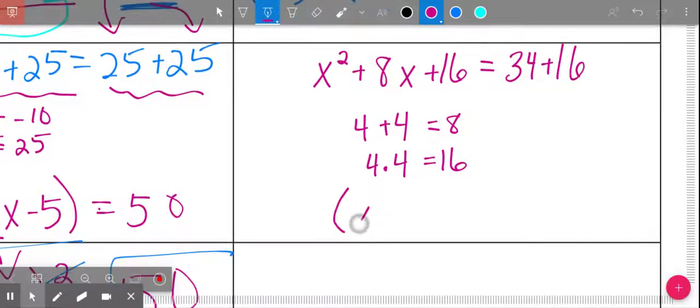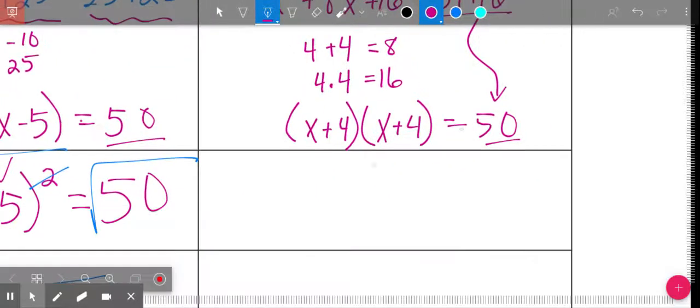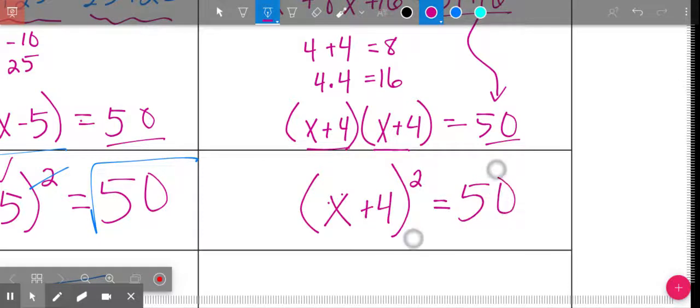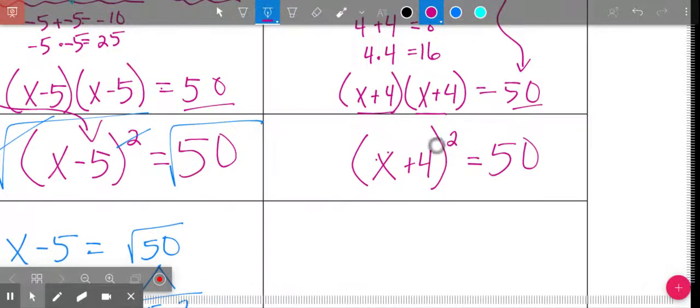So we're going to have x plus 4, x plus 4 equals, got to simplify that, 34 plus 16 gives me 50. Oh, hey, look, it's 50 again. Did not mean to do that. So next we have to write it as our binomial squared. Anytime we see the same number twice, we're just going to rewrite it as x plus 4 squared equals 50. So from here, we've completed the square.